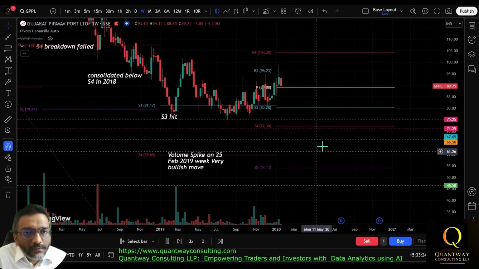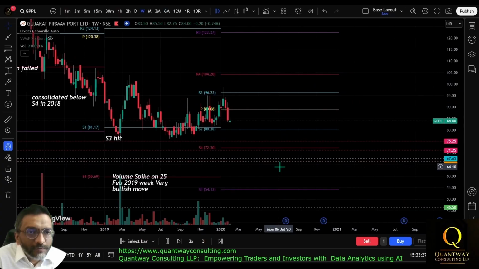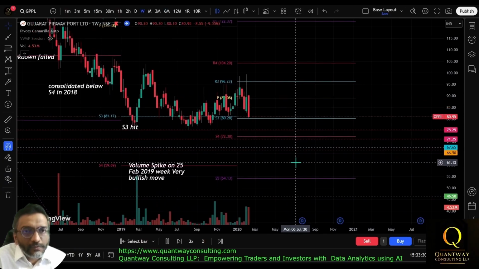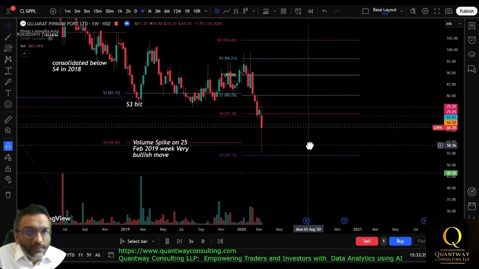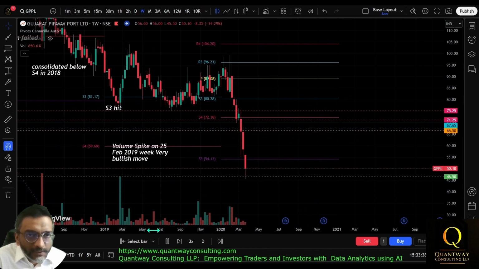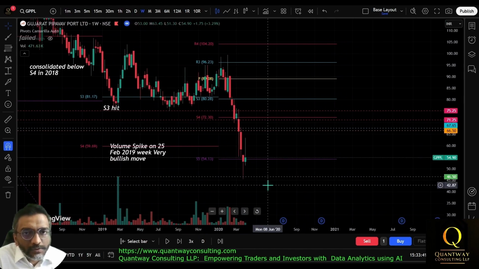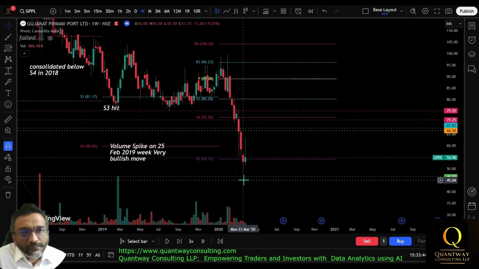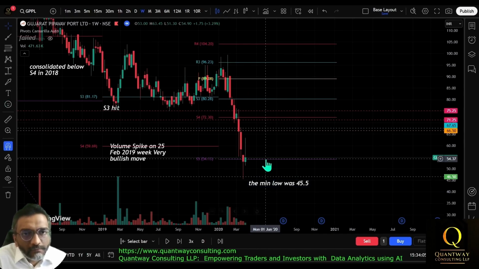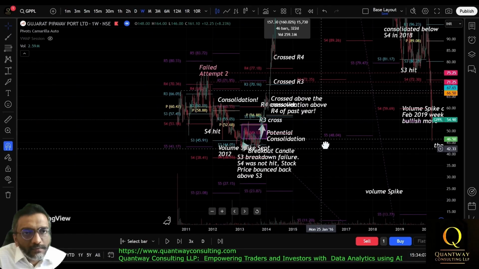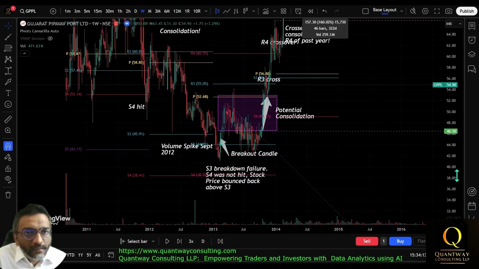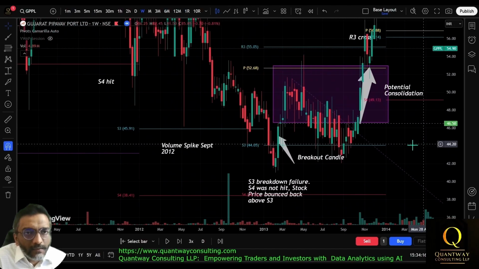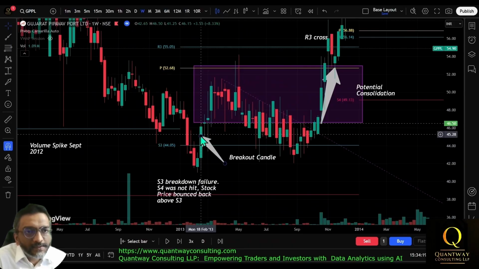So we have now entered the year 2020, which was a bad start to the year because of the macro situation, the virus. And now we can see that the stock is taken out and S4 levels were breached, S5 levels were breached, and the stock took a support around 46 levels. So let's load this in our memory, that it took support at the 46 levels, and go back to our historical charts, and let us see the breakout candle that we talked about around the S3 levels.